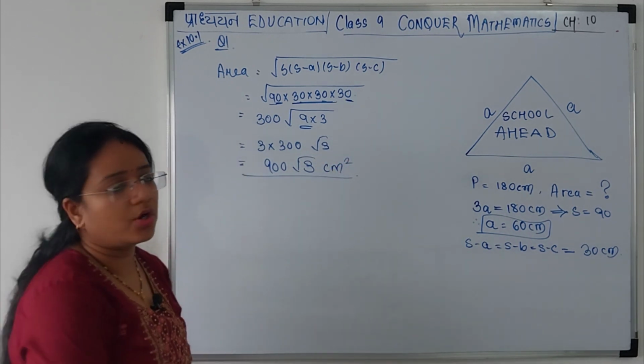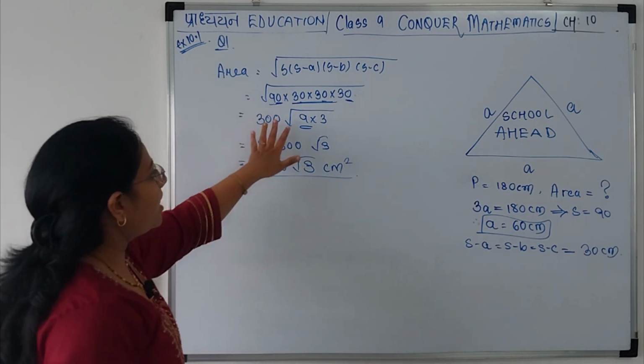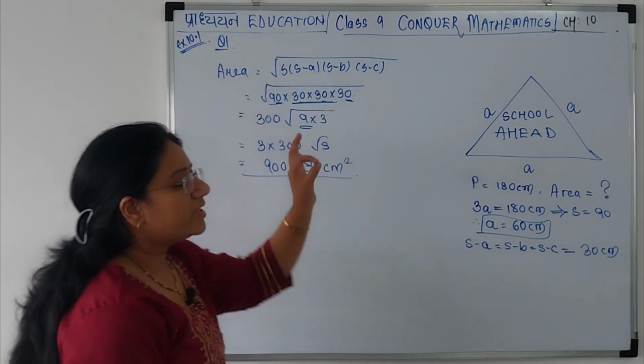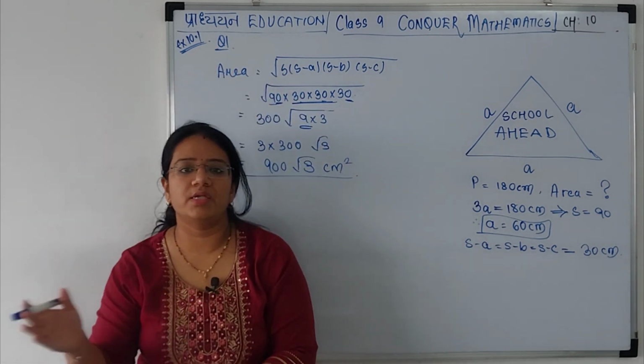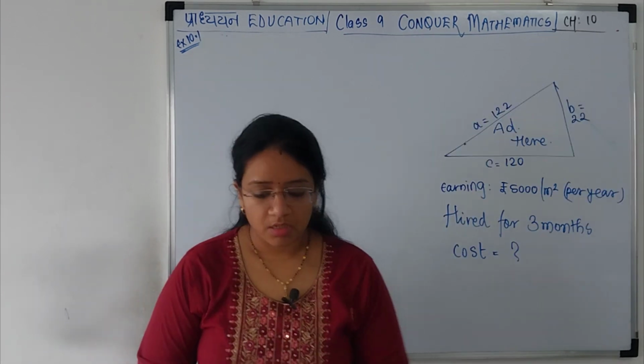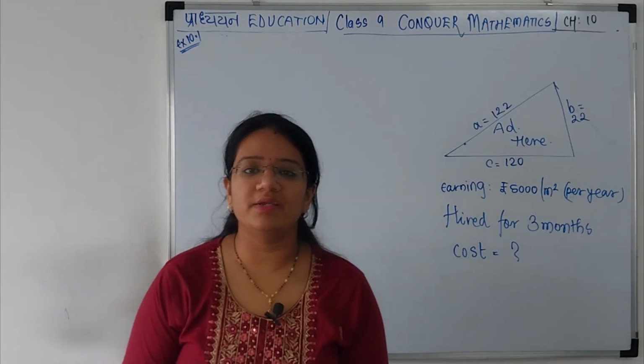Is that easy or not? I think it's very easy. What may confuse you is the calculation here. But take my word, always go for making pairs of the given numbers under the square root. Okay. Question number 2 is a very practical and interesting question.